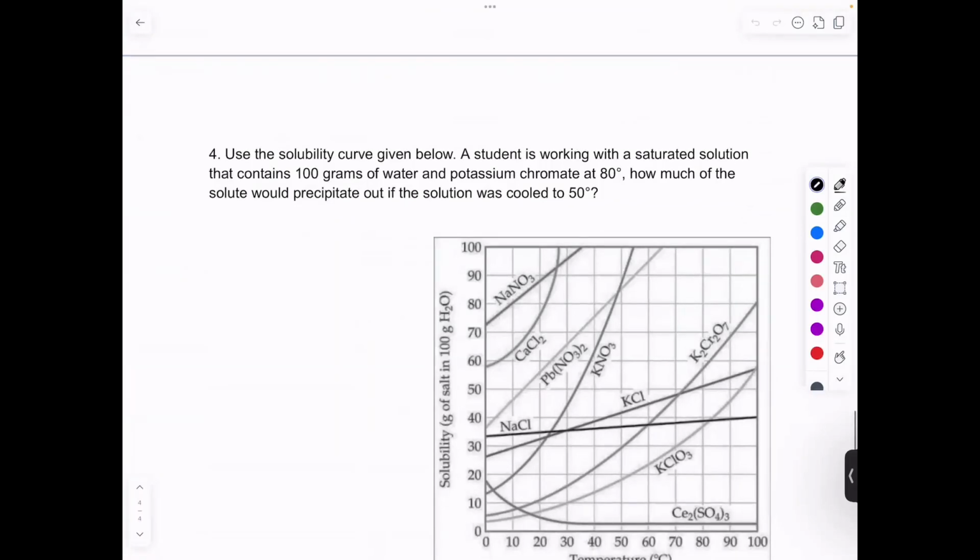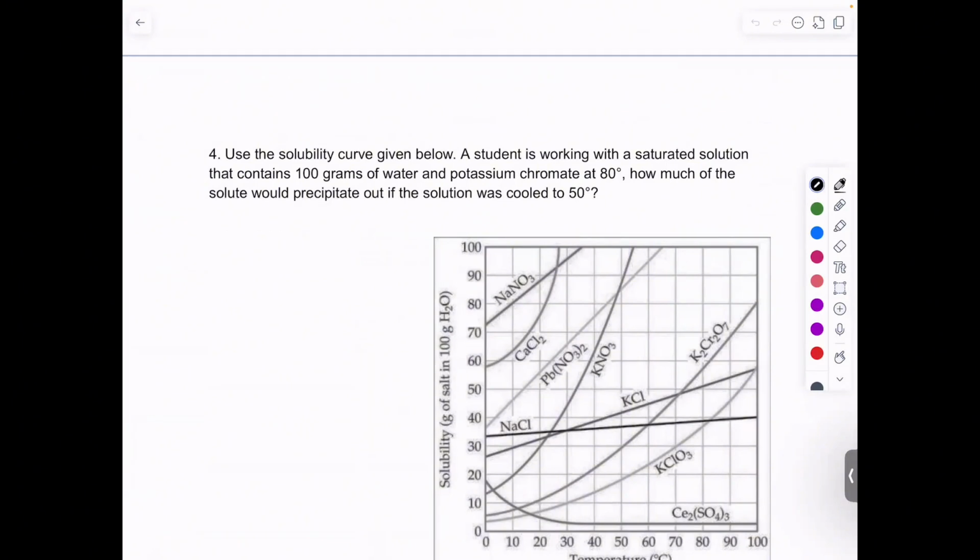All right, last problem with this particular short review. We're using the solubility curve given below. We have a student who's working with a saturated solution. It contains 100 grams of water and potassium chromate at 80 degrees. How much of the solute would precipitate out if the solution was cooled 30 degrees all the way down to 50 degrees?